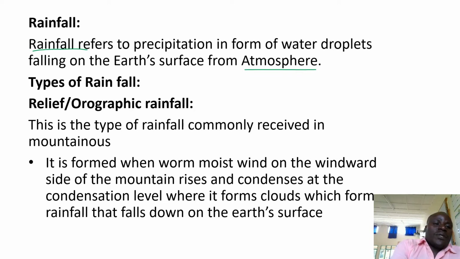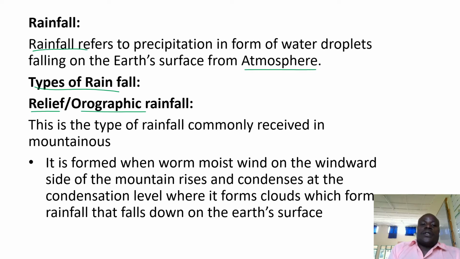So what are the types of rainfall? We have number one, relief rainfall. This can also be called orographic rainfall. How is it formed? That is our major target, the formation.